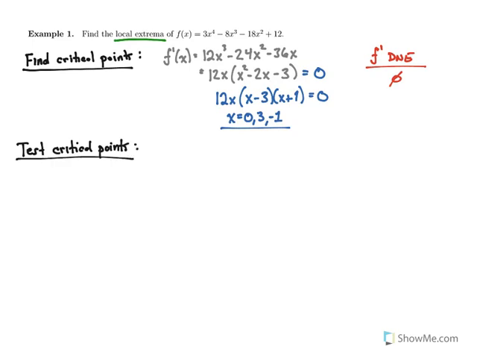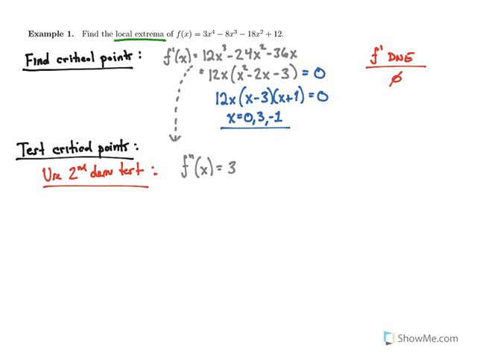Using either the first or second derivative tests. We'll use the first derivative test a little bit later. So right now, let's use the second derivative test. That is, we need to find the second derivative of the function. So I'm going to take the derivative of the first.